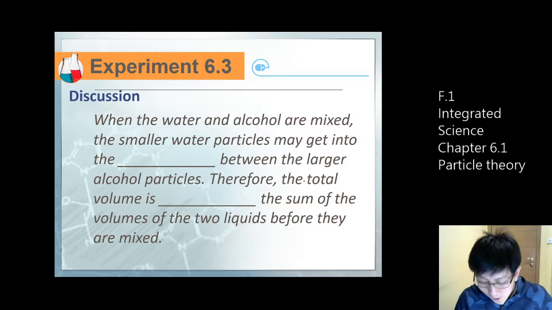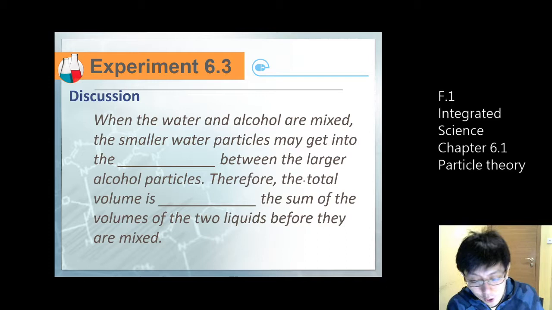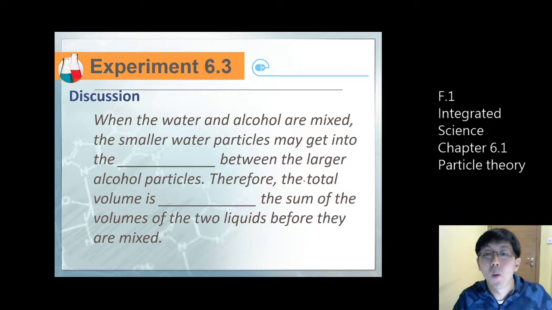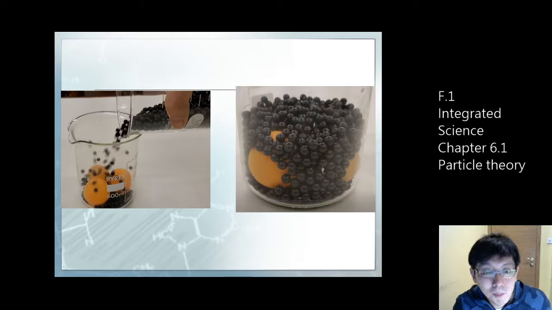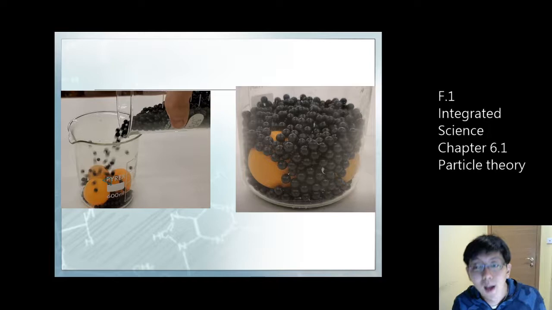Your textbook page 153 discussion question. Let's see, question number one. Here is the explanation. When water and alcohol are mixed, the smaller water particles may get into the spaces between the larger alcohol particles. 佢会摄入去 alcohol particles 施加空间，就好似呢 BB 弹摄入去啲波、啲乒乓波中间嘅空间。They occupy the space in between the larger particle.